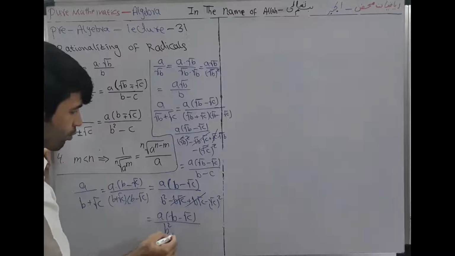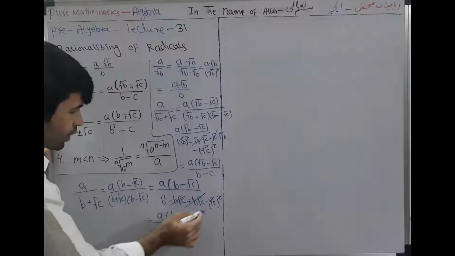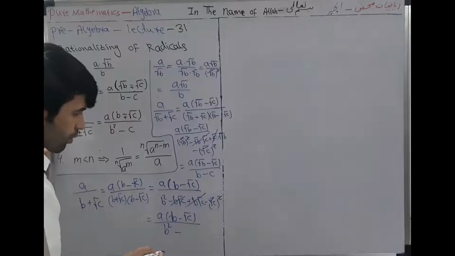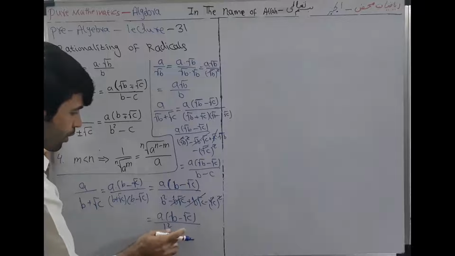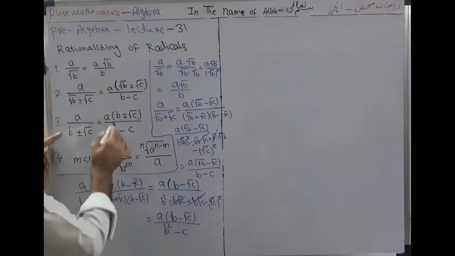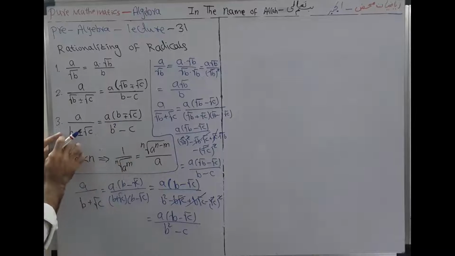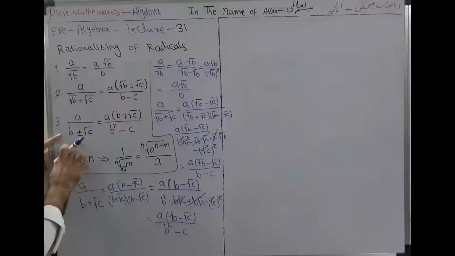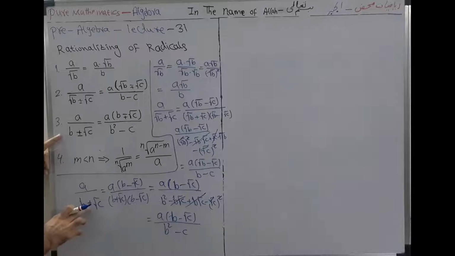Here we get b square minus c square by index of these two. The square root of 2 cancels, then we get b square minus c. Actually, it is the result. If it is positive, we multiply by minus. If it is minus, we multiply by positive, plus. Now here it is plus, so we multiply by minus.